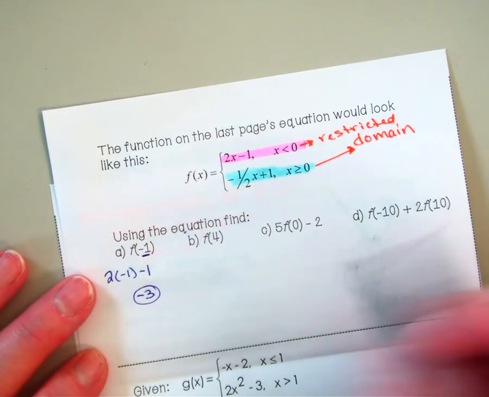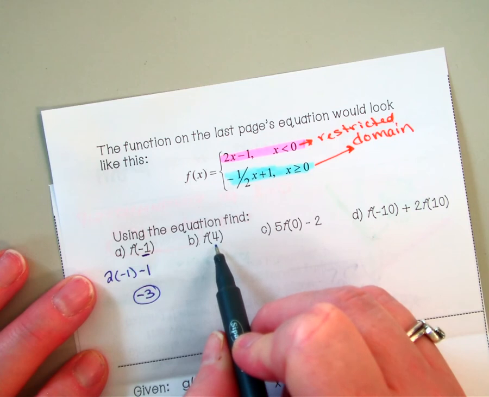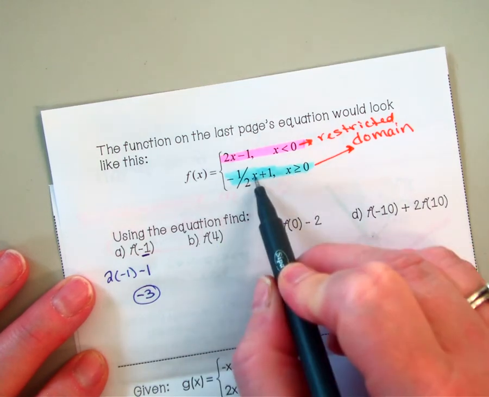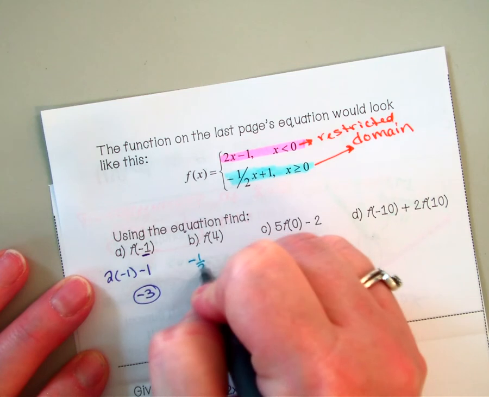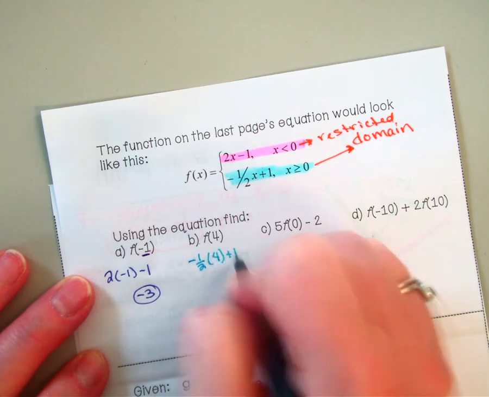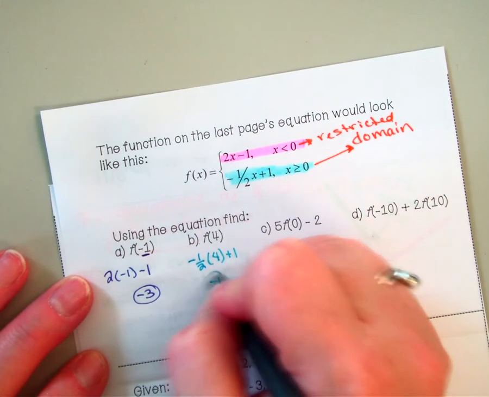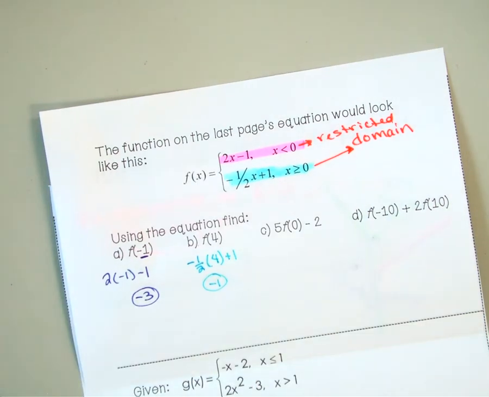But then for this next part, f of 4. 4 falls in this one. 4 is greater than 0. So I'm going to plug 4 in for that x. So -1/2 times 4 is -2, plus 1 gives me -1. So you just have to pay attention to those restricted domains to figure out which rule you're going to use.